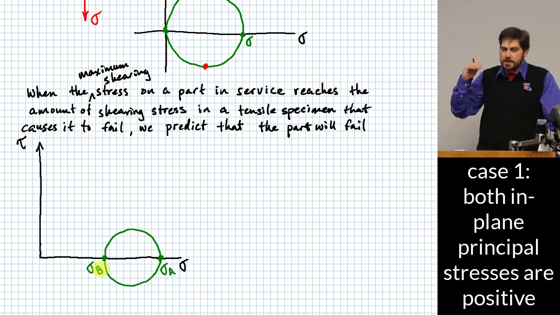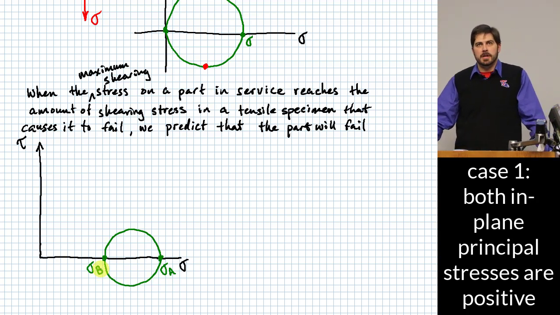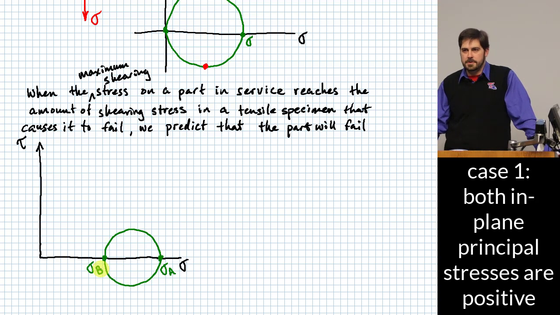I do this instead of using sigma 1 and sigma 2 because sigma 1, sigma 2, and sigma 3, the standard way of using those is to order them in descending order, right? Where you put sigma 1 as being the most positive one, sigma 3 being the most negative one, right? I want to break loose of that a little bit, and instead use different terminology, but sigma A and sigma B are still principal stresses. They're just the in-plane principal stresses, okay?